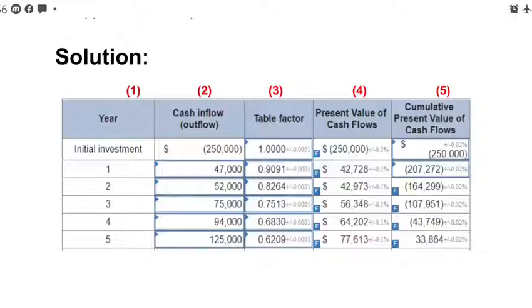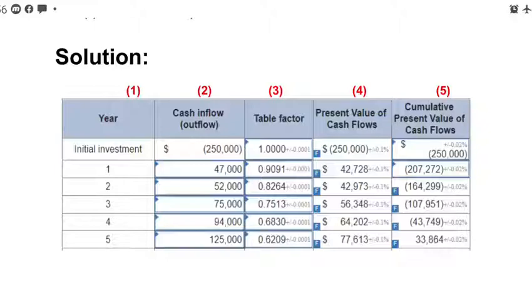In year 1, the investment can generate $47,000. This is according to the question. Year 2, the investment will generate $50,000. Year 3, $75,000. Year 4, $94,000. Year 5, $125,000. You have to write that amount of net cash flow, and then you prepare the table, column 3.